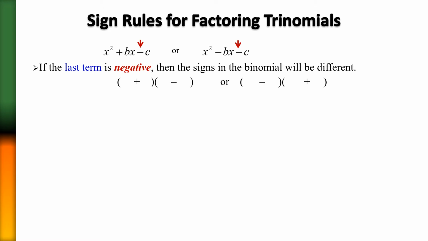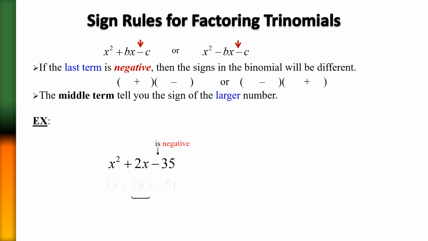Now the middle terms still tell you something very important. The middle term will tell you the sign of the larger number. Again, regardless, if the back end is a negative, it doesn't matter what the middle term is, but if the back end is a negative, the signs are different. The middle term will only tell you what the sign of the larger number will be. So let's do an example.